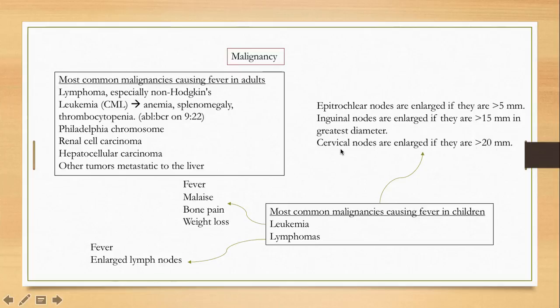Now remember that among these, especially the cervical lymph nodes are going to be enlarged quite a bit for various other reasons, because any head and neck infection will cause enlargement of the lymph nodes in the cervical chain. But we're talking about when we've ruled out infection, we know that this is not an acute enlargement, then definitely look for underlying causes such as malignancy.